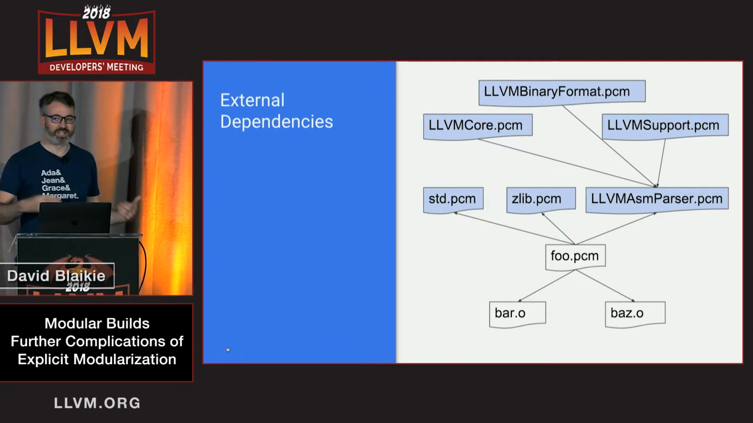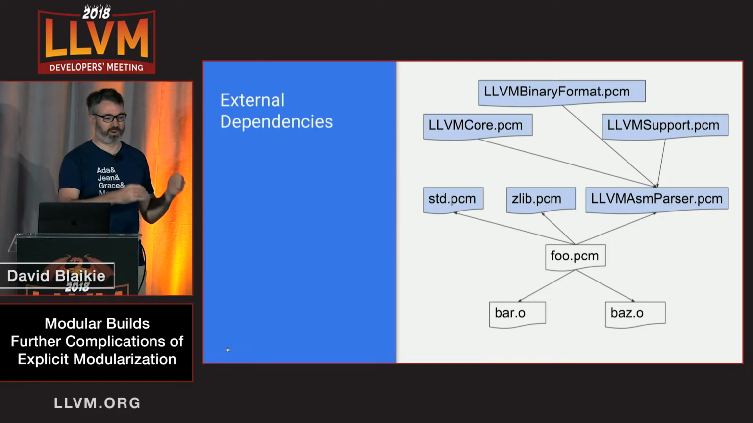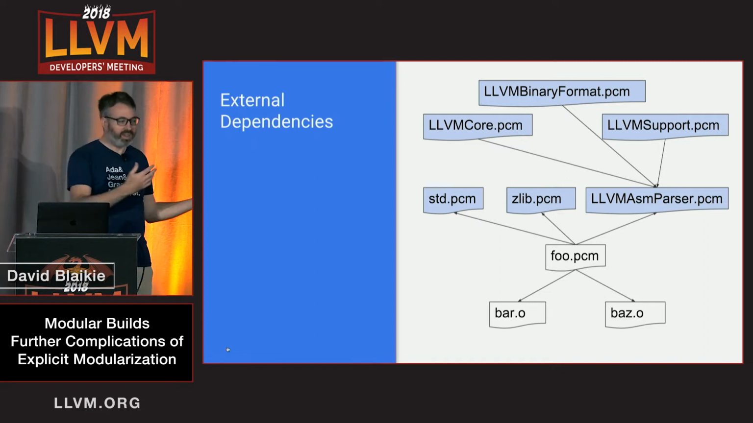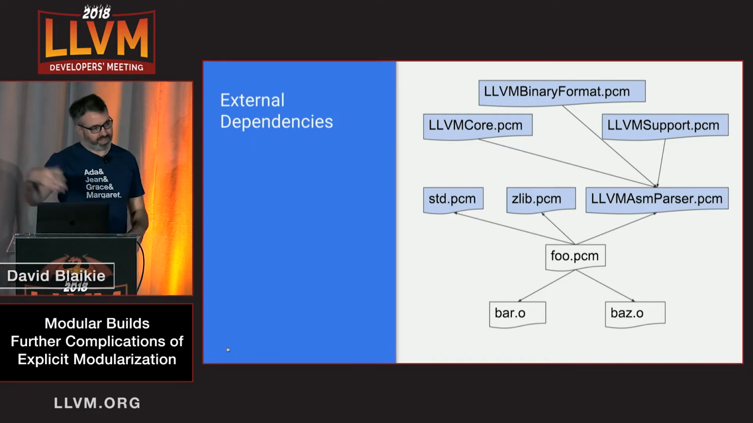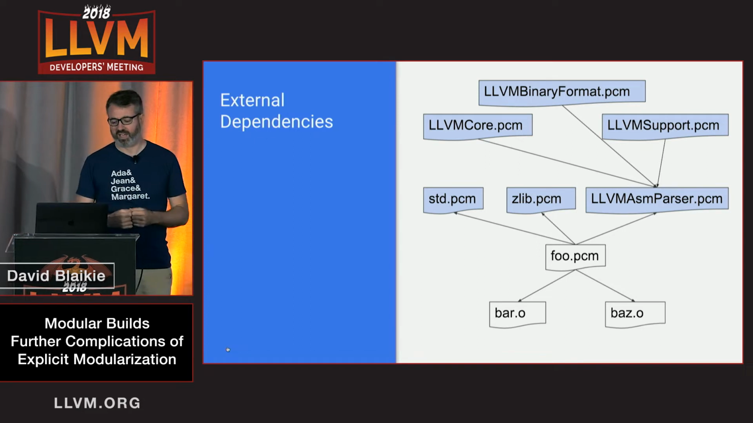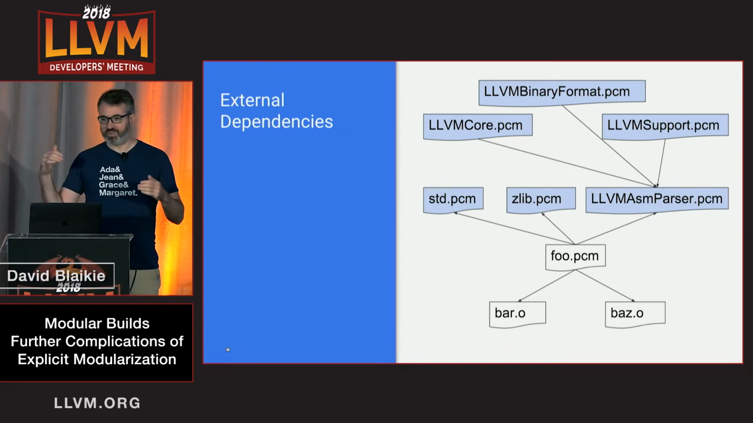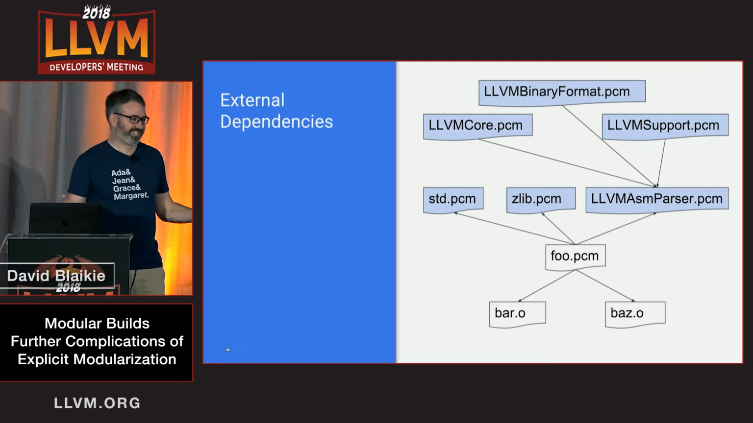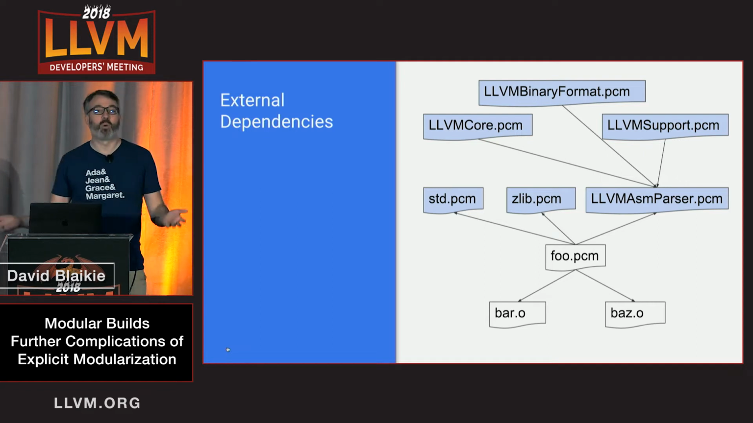If it was just that you had to go and build PCM files for the libraries within your project, like if we're within LLVM, okay, not unreasonable, we might have to build LLVM asm parser.pcm, et cetera, et cetera. But now your build system has to run tasks for your dependencies that it never even had to know about previously.